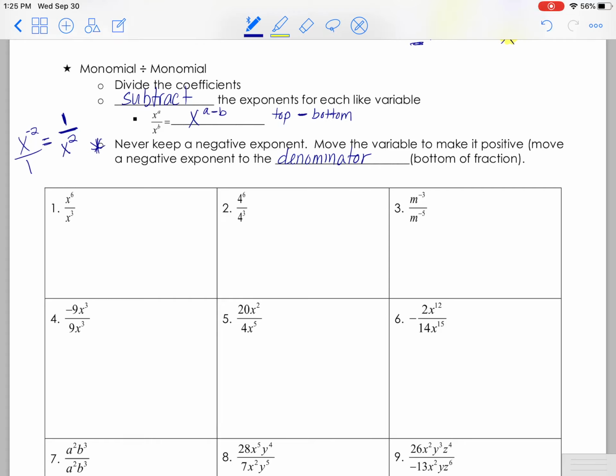So I have x to the 6th divided by x to the 3rd. So again, what's easy is that my coefficients are 1 divided by 1, so that's 1. Our rule is that we take that exponent and we subtract. So my final answer would be x to the 3rd. And it's not negative, so you don't have to worry about it.